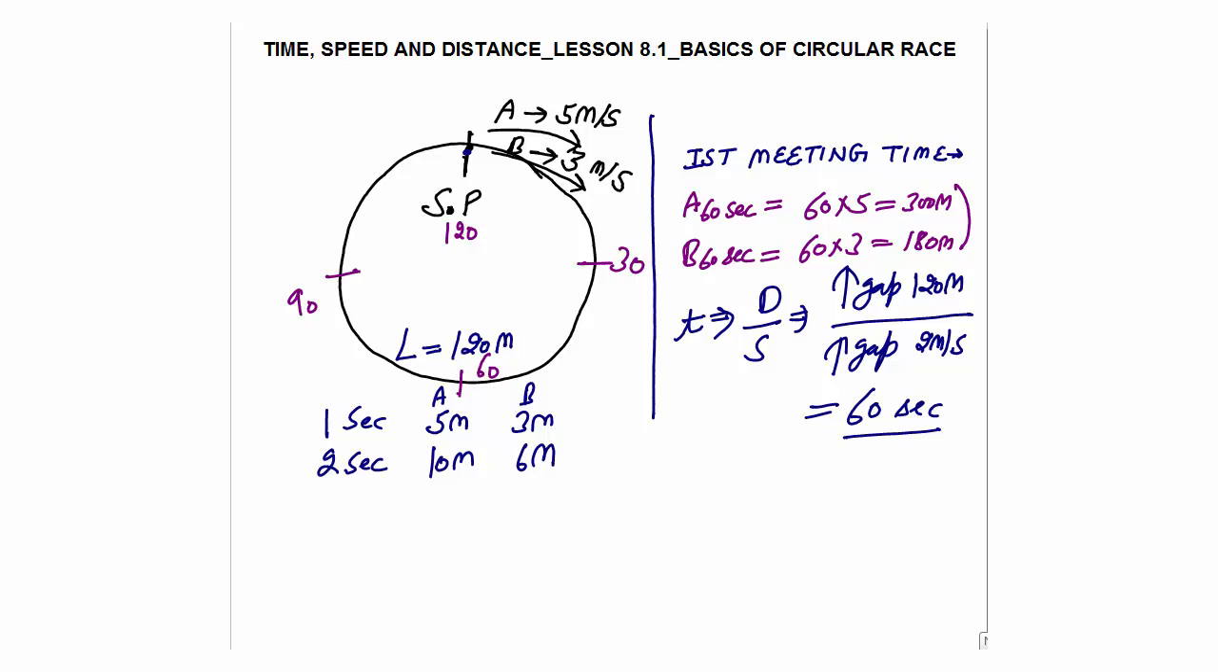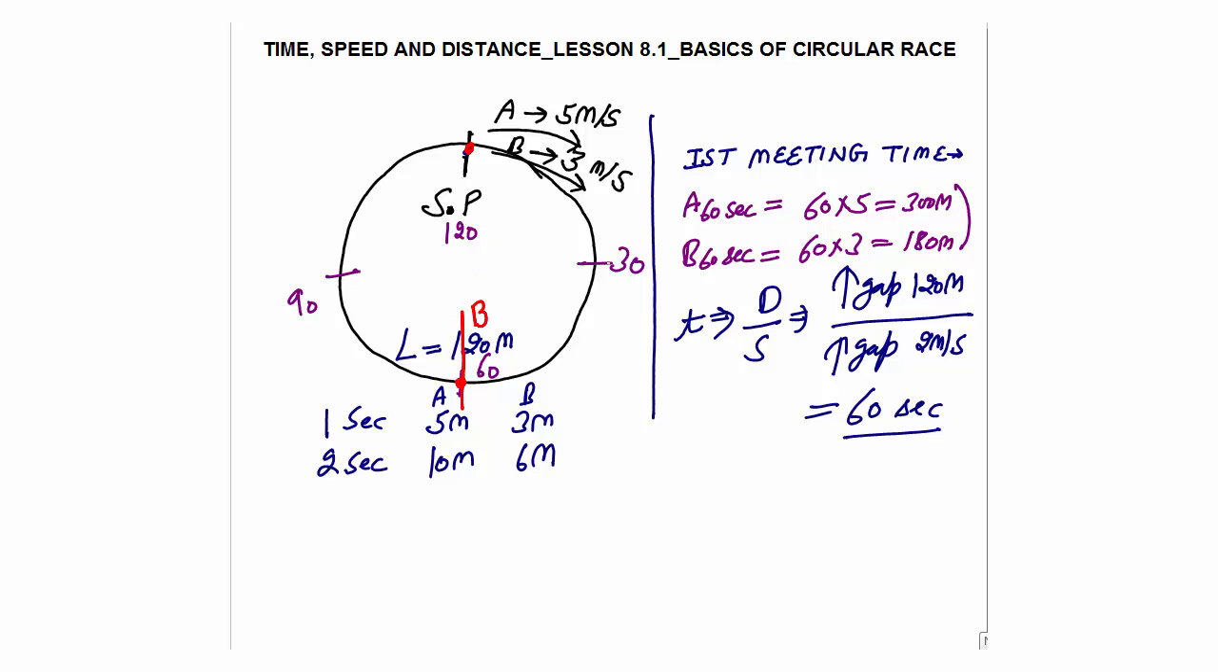Now you can see that in 60 seconds B has covered 180 meter. So 180 meters means that B started from this point, ran for one circle, that is 120 meter, plus 60 meter, that is 180 meter. So after 60 seconds B will be at this point. I am making a red dot. B will be at this point. I am just extending this. This is the point where B will be after 60 seconds.